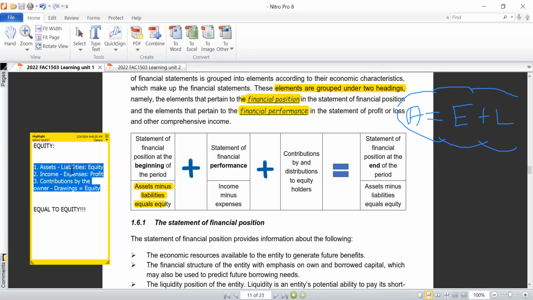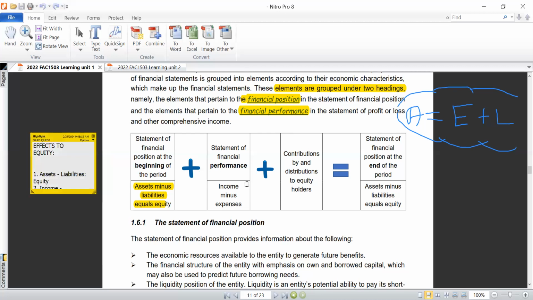If we've got incomes and expenses involved, we just look at the difference between the income and the expenses. Whatever is left, if it's profit, will be a plus to equity. If there were contributions that the owner of the business made to the business, that would be a plus. And if there were drawings, that would be a minus to equity. So these are just effects to equity. That's what they're explaining to you here in simple terms.